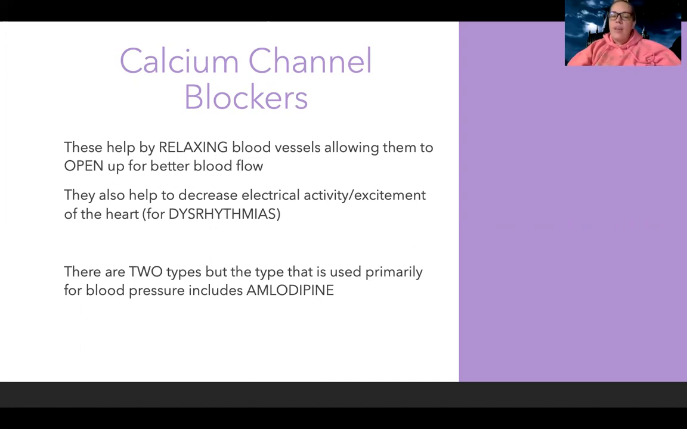They also have a way they can help the heart. They can affect electrical activity and excitement of the heart, and if you're not a big fan of dysrhythmias, you can also use calcium channel blockers for those too. There's two types: one type that's used for the dysrhythmias, and one type that's used for hypertension. The type we're going to talk about today, because today we're talking about hypertension, is amlodipine. And this is the type that is going to be used primarily for blood pressure.